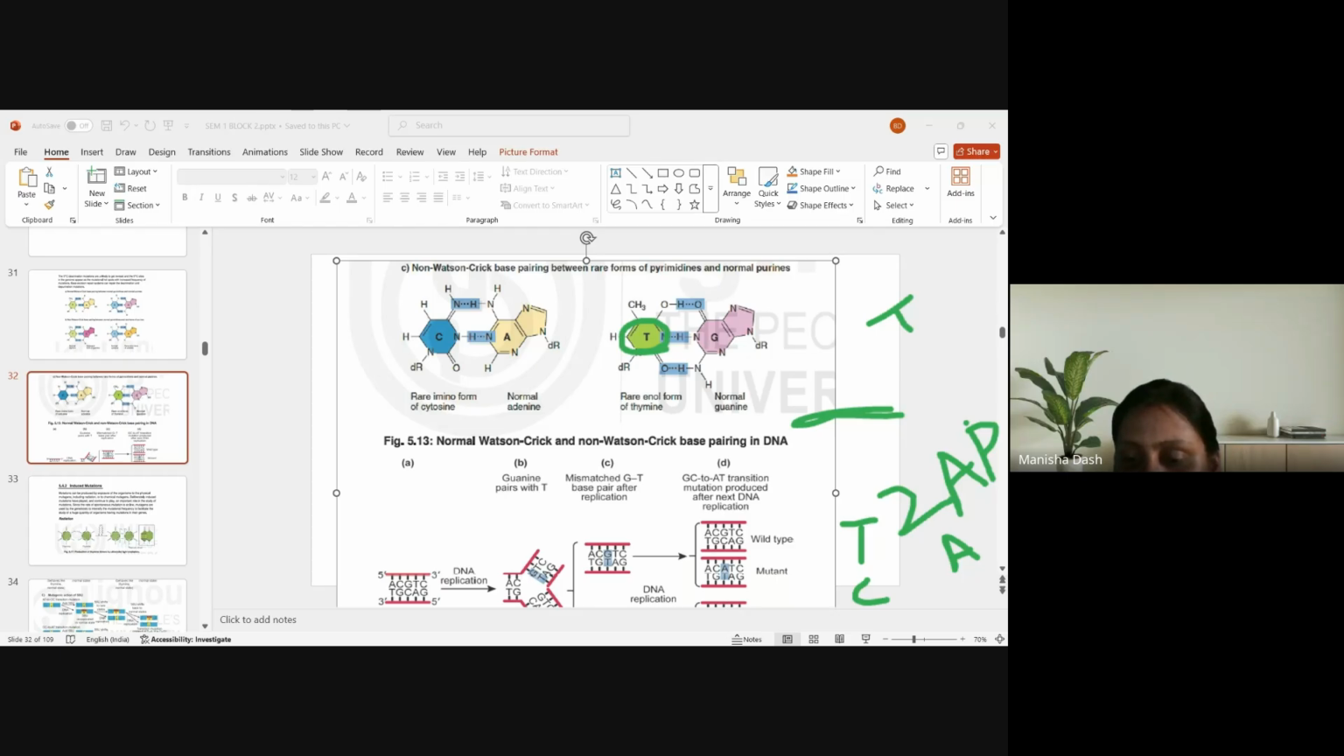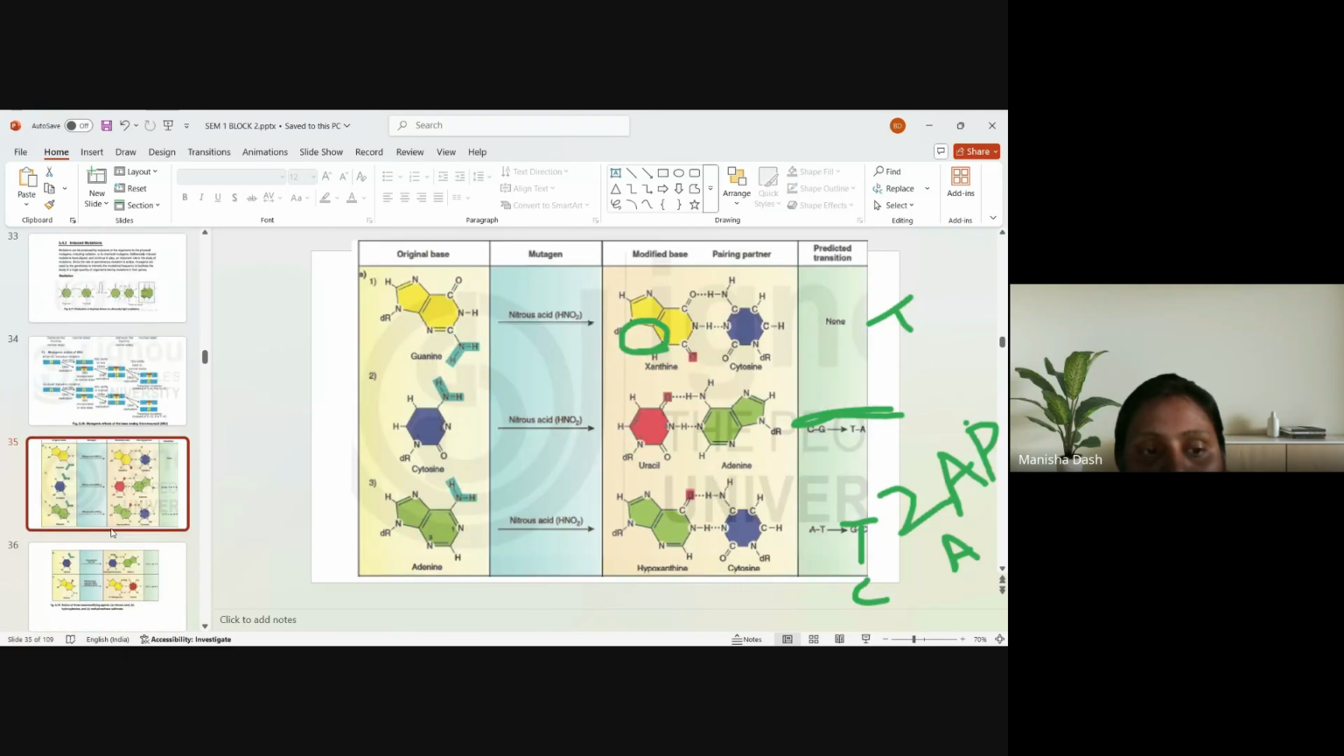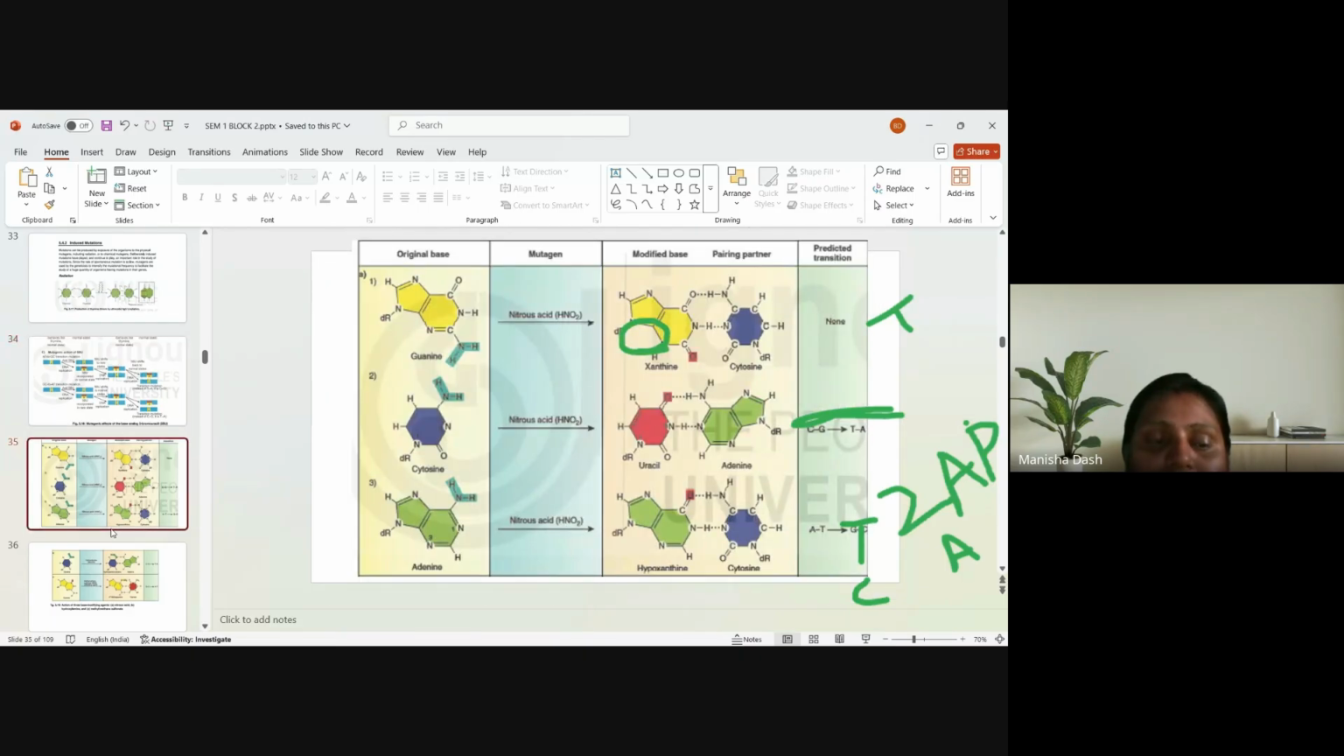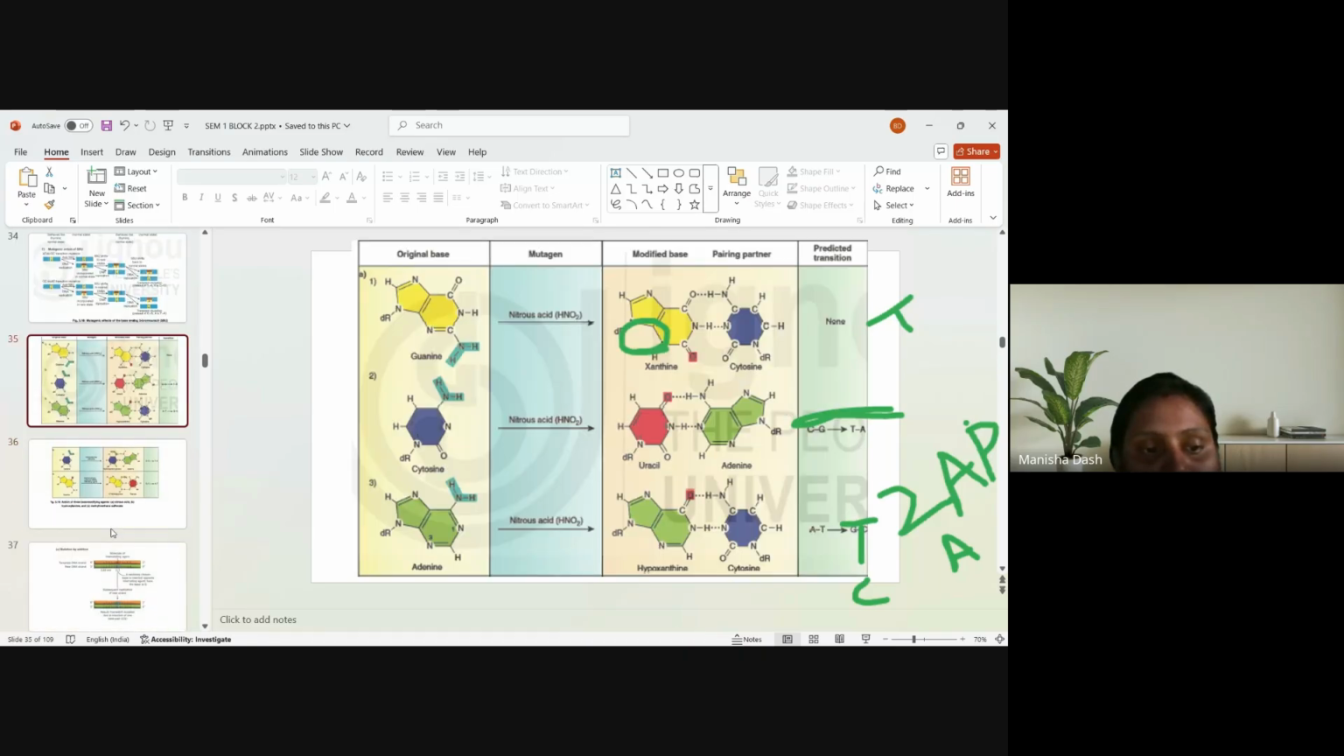Anyone else has any other questions? Actually, for the first time it will appear very confusing, but once you memorize this part, like the normal pairing and the non-Watson-Crick base pairing, it will get easier for you. Okay. You can simply write it down 3 to 4 times for practice purposes, then you can easily memorize it. There is nothing too complicated. You just need to remember and correlate. That's it.